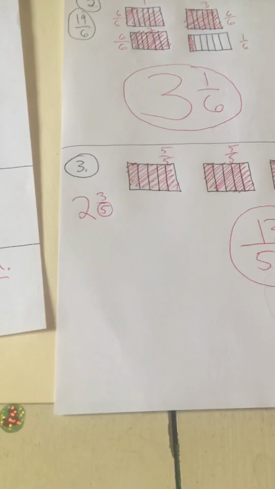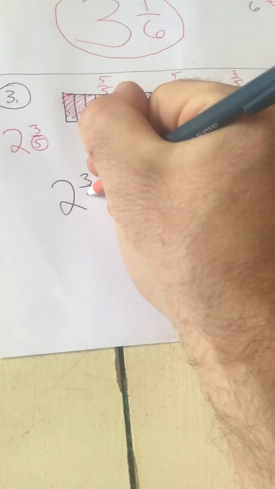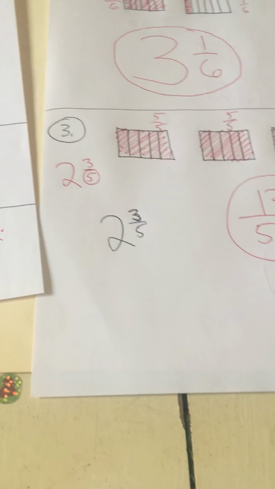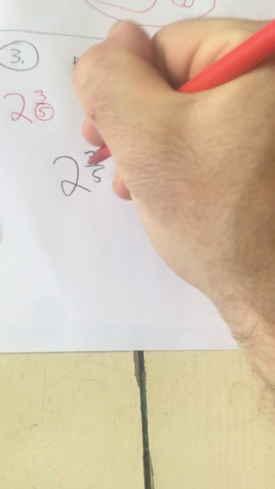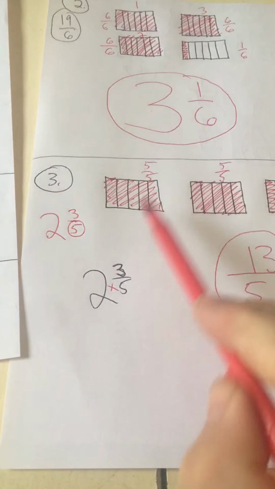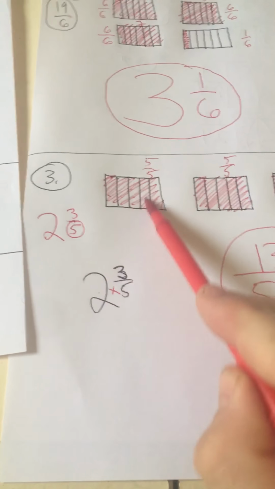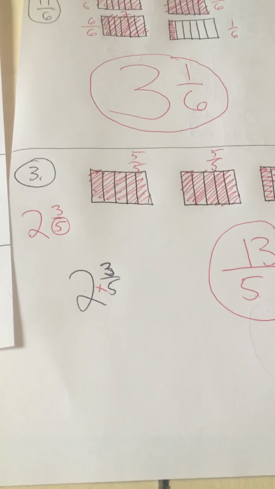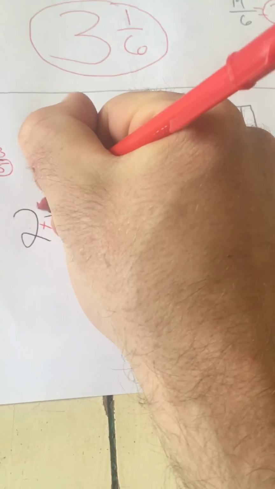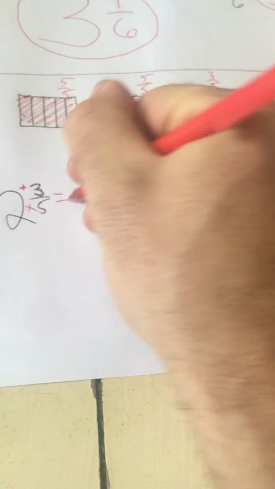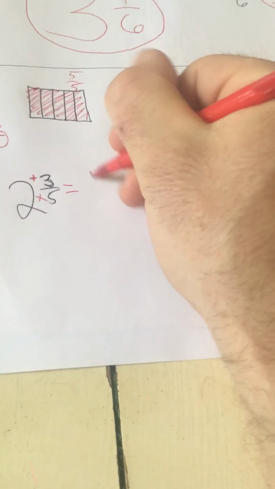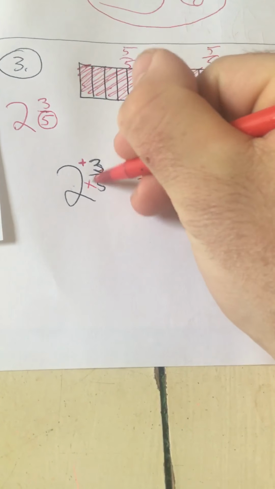Okay, the shortcut I learned when I was a kid, they didn't teach me why, they didn't show me models how to do it, they just said, hey, this is what you do. You multiply 5 times 2, because each of these 2 holes has 5 pieces. So 5 times 2 is 10, just like when we counted these 2 pieces, there were 10 fifths, right? But what you can do here is just 5 times 2 plus the 3. That'll give us our numerator. So 5 times 2 is 10, plus 3 is 13, and our denominator stays the same.